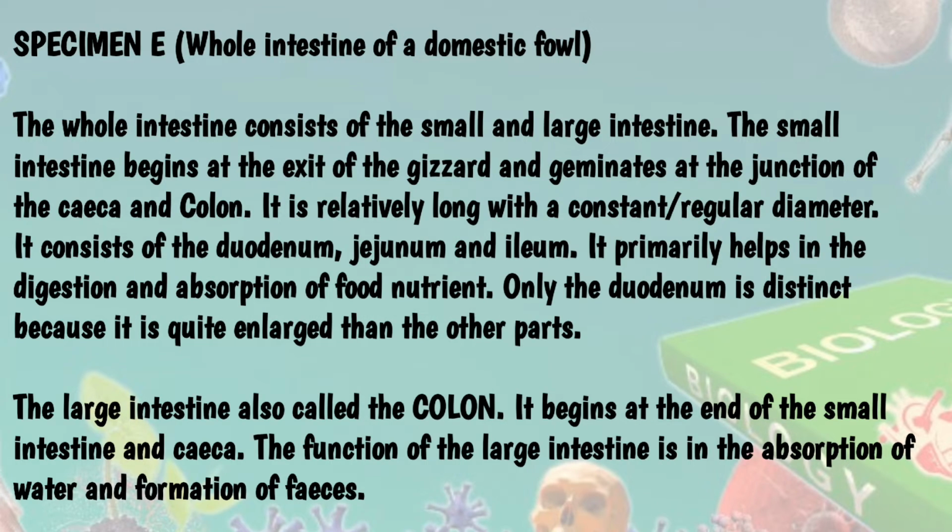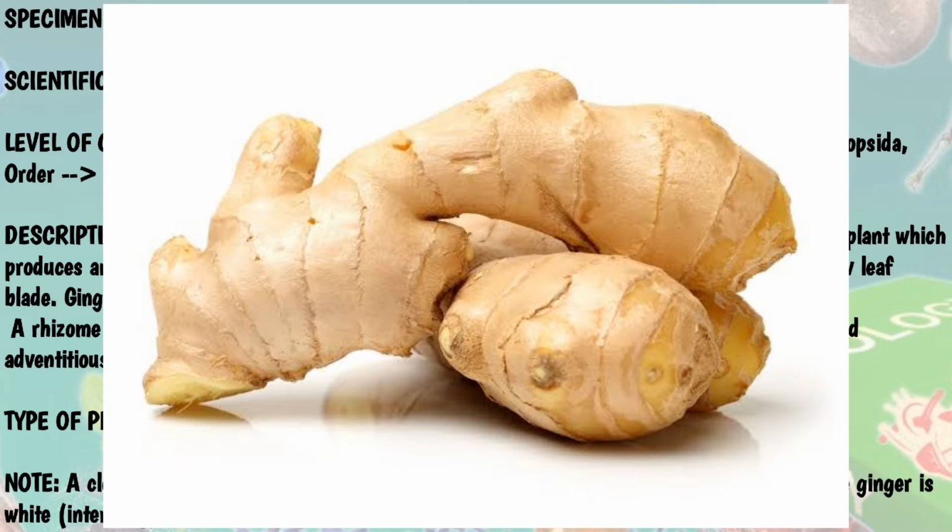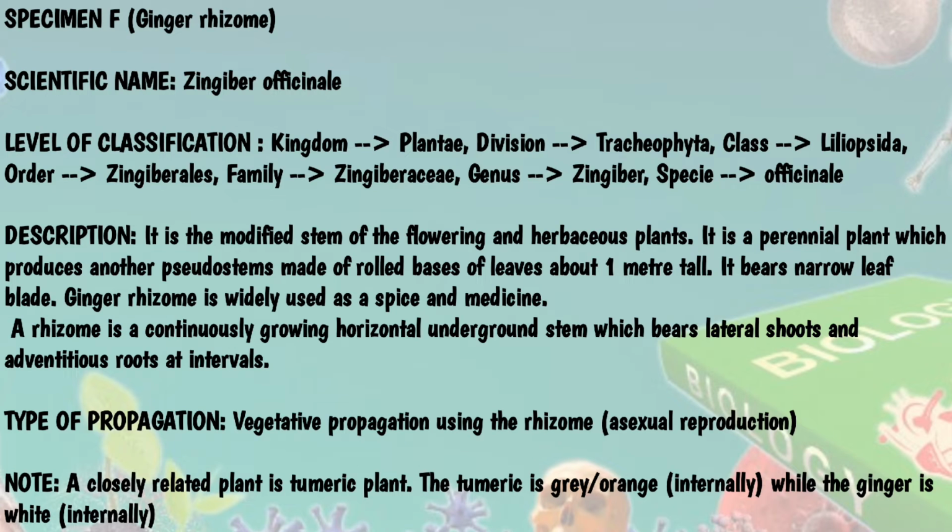So we move to specimen F, which is the ginger rhizome. The scientific name for ginger is Zingiber officinale. And there are various levels of classification which you must know, most especially the kingdom it belongs to, which is Plantae, and then the division, which is Tracheophyta, and the other levels of classification. When we are told to describe specimen F, the ginger rhizome, we have to know what a rhizome is. A rhizome is simply a stem that has been modified for food storage.